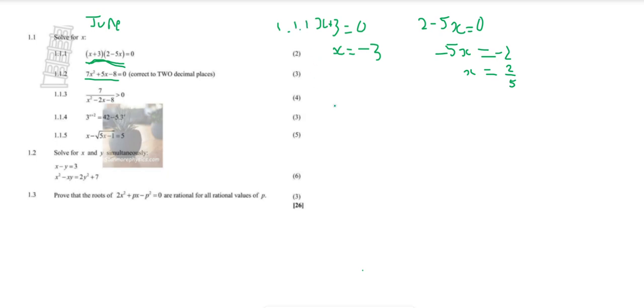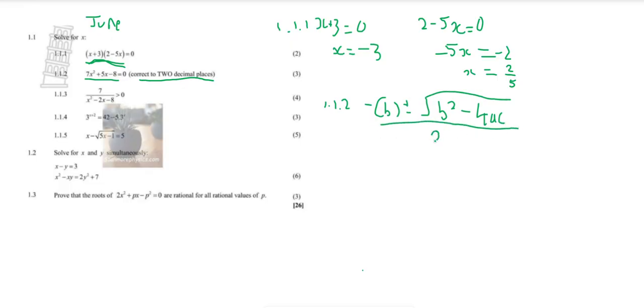Now when you're dealing with 1.1.2, once you just see correct to 2 decimal places, just know it's your quadratic formula. What do I mean by my quadratic formula? This formula will be given in the data sheet behind your paper. So your quadratic formula is negative b, plus or minus the square root of b squared minus 4ac, all over 2a.